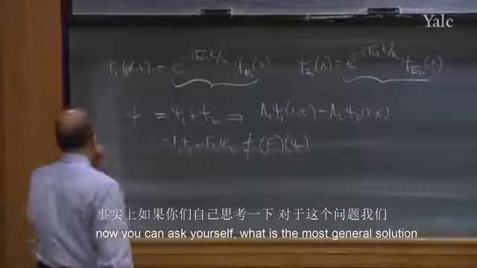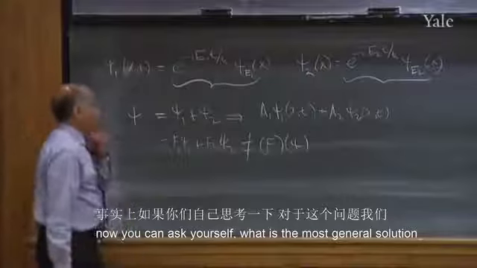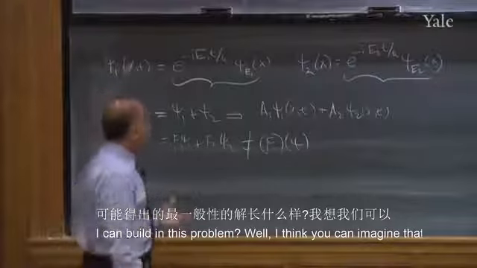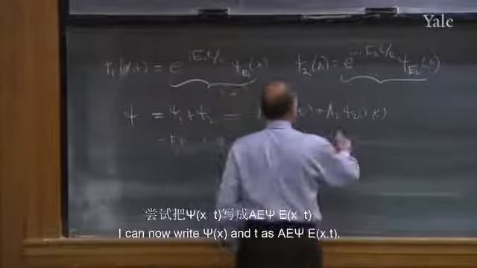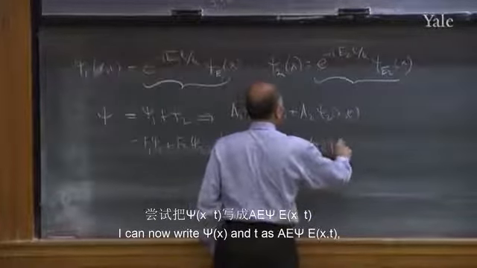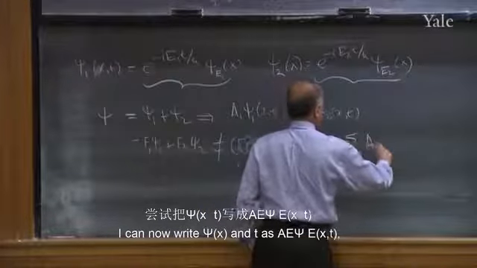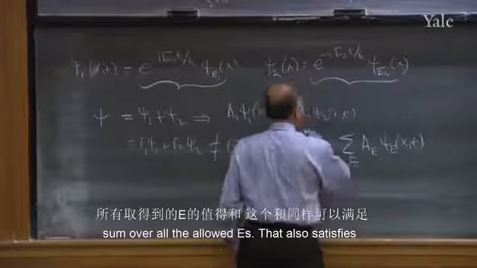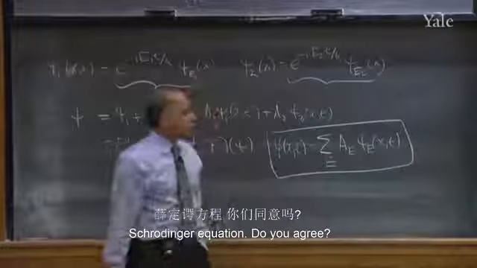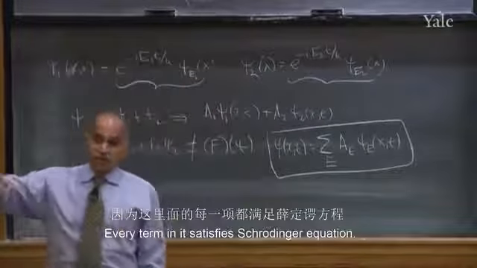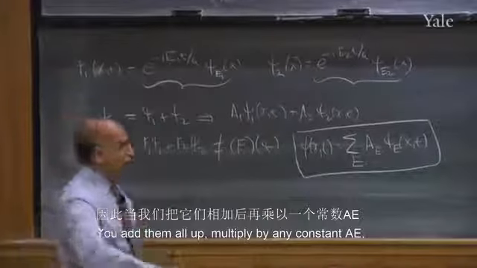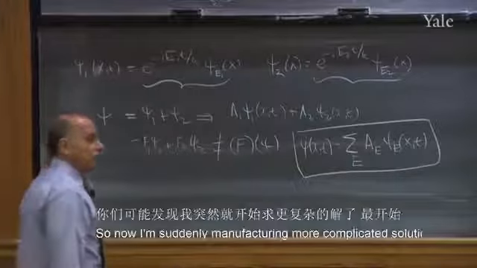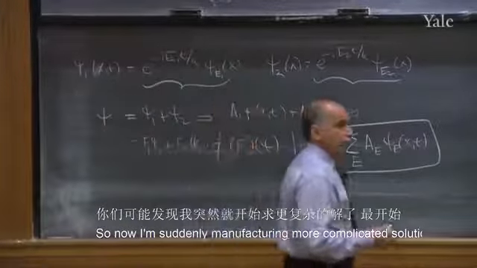In fact, now you can ask yourself, what is the most general solution I can build in this problem? Well, I think you can imagine that I can now write psi of x and t as a sub e, psi sub e of x and t, sum over all the allowed e's. That also satisfies Schrodinger equation. Do you agree? Every term in it satisfies Schrodinger equation. You add them all up, multiply by any constant a sub e, that also satisfies Schrodinger equation. So now I'm suddenly manufacturing more complicated solutions.